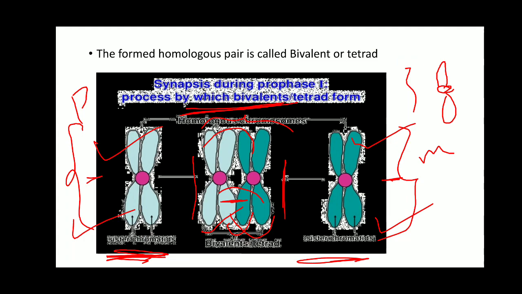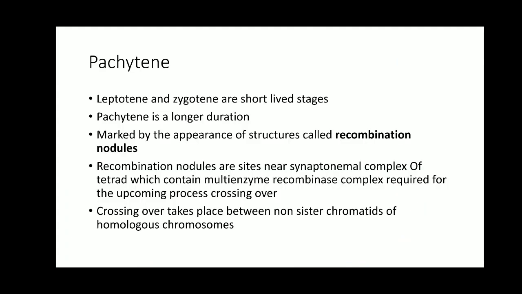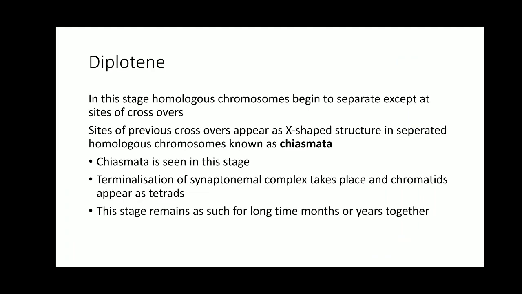The chromatids of the Pachytene chromosome are attached at the centromere. So this ends the Pachytene stage. So once again, what are the events taking place in the Pachytene stage?